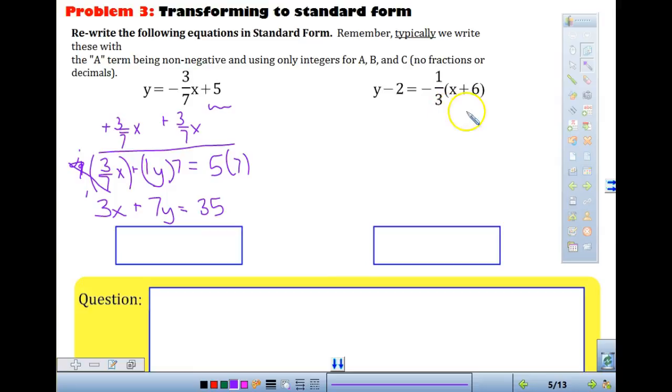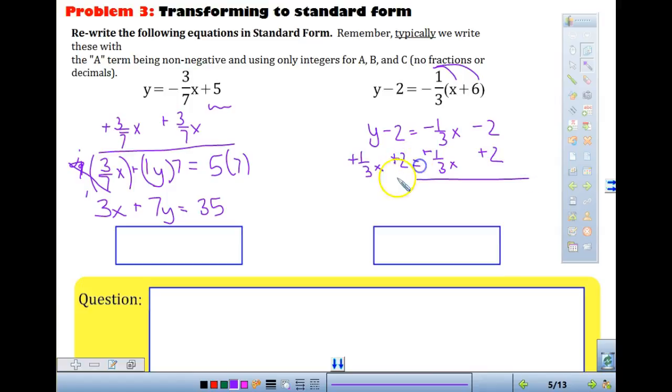This next one is written in our point-slope form, so we're going to distribute first. As we start distributing, Brecken, what are we going to have? y minus 2 is equal to? -2. Minus 2. I need to get the x positive, so I'm going to add the 1/3 x to both sides. At the same time, I don't want this minus 2 here, so I'm going to add 2 to both sides.